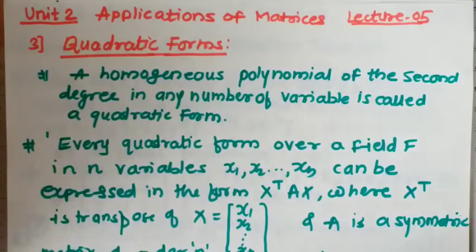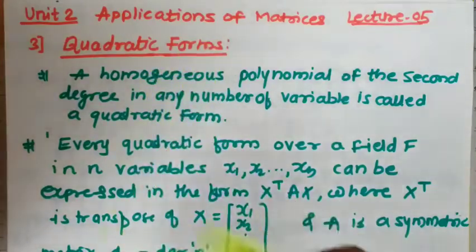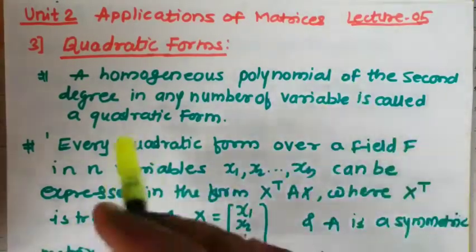Hi everyone, welcome to lecture number 5 of unit number 2, applications of matrices. In this lecture, we'll start the third content of unit number 2, that is quadratic forms. Okay, so very first we'll see the definition of a quadratic form. What do we mean by a quadratic form? And on this quadratic form, one special type of example that we are going to discuss.